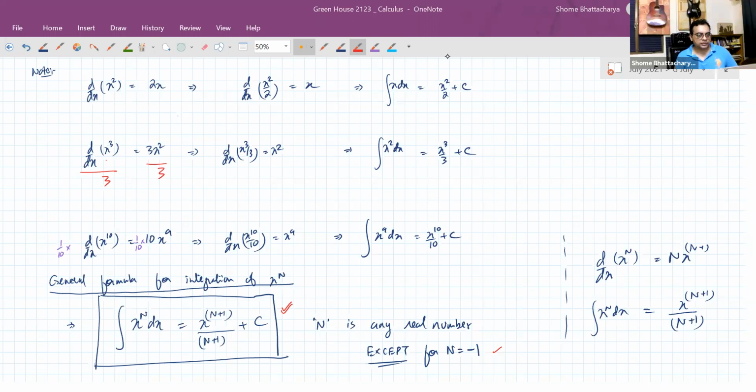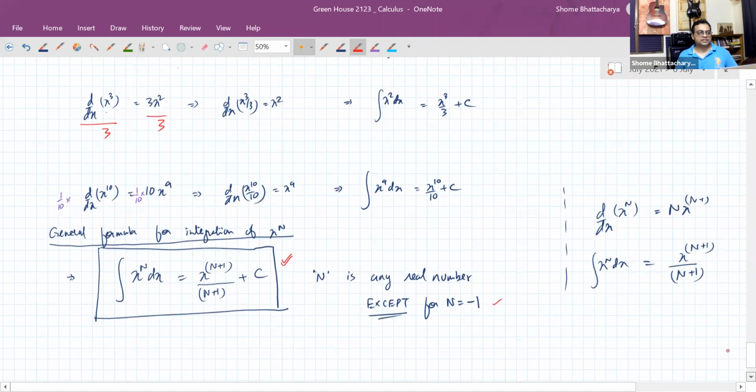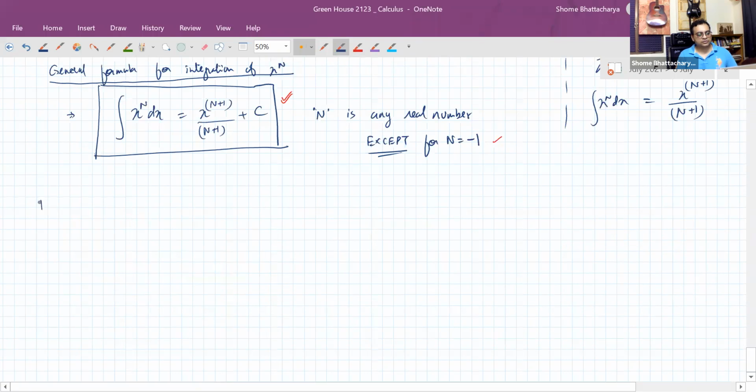Okay, very good, Rishikesh. Yes, for n equal to -1, we have a different rule. I'll come to that. So let's see some application examples. Don't worry about n to the power -1. I'll come to that.